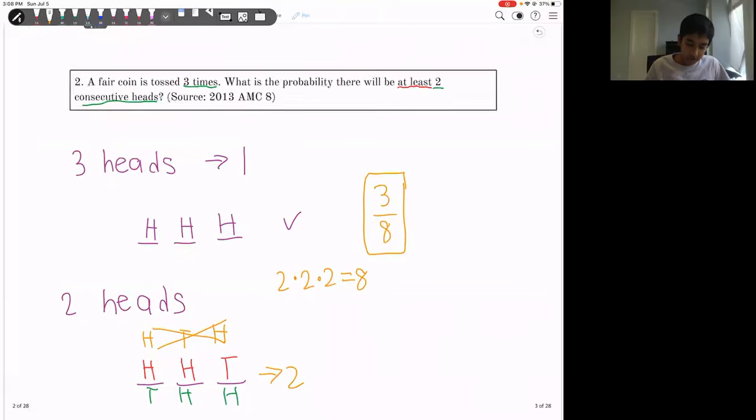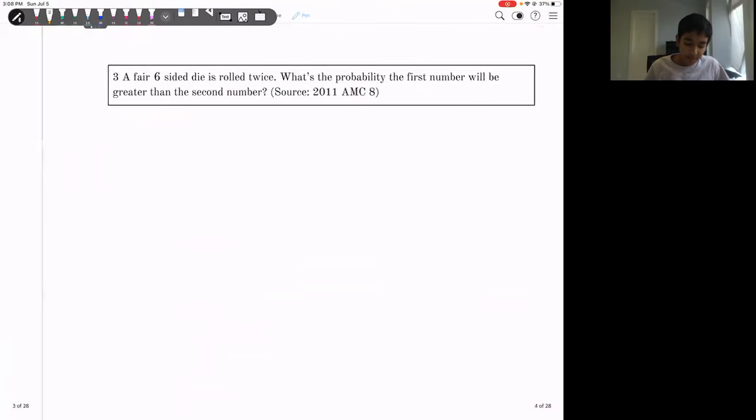Okay, so now let's move on to the next problem. A fair 6-sided die is rolled twice. What's the probability the first number will be greater than the second number? Okay, so let's write out all 6 numbers: 1, 2, 3, 4, 5, and 6. We could list them all out, but that would be much harder. So we're asking for the probability the first number is greater than the second number.